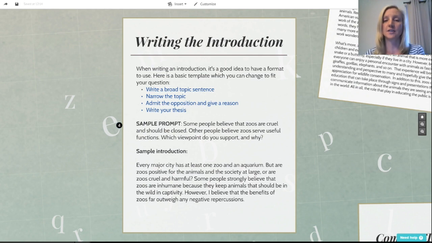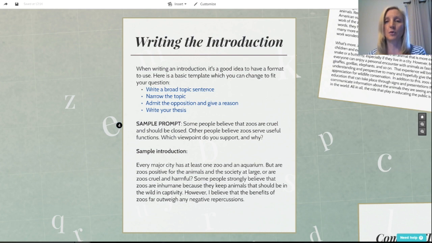What I do is I start with a broad topic sentence. This does not really talk about the question I'm being asked, and it certainly does not give my opinion. It just touches briefly on the topic. In my second sentence, I narrow the topic. I'm getting closer to what the prompt is asking me to do. In my third sentence, I admit the opposition. This is also called making a concession to the opposition. And I give a reason why people might believe this opposite opinion.